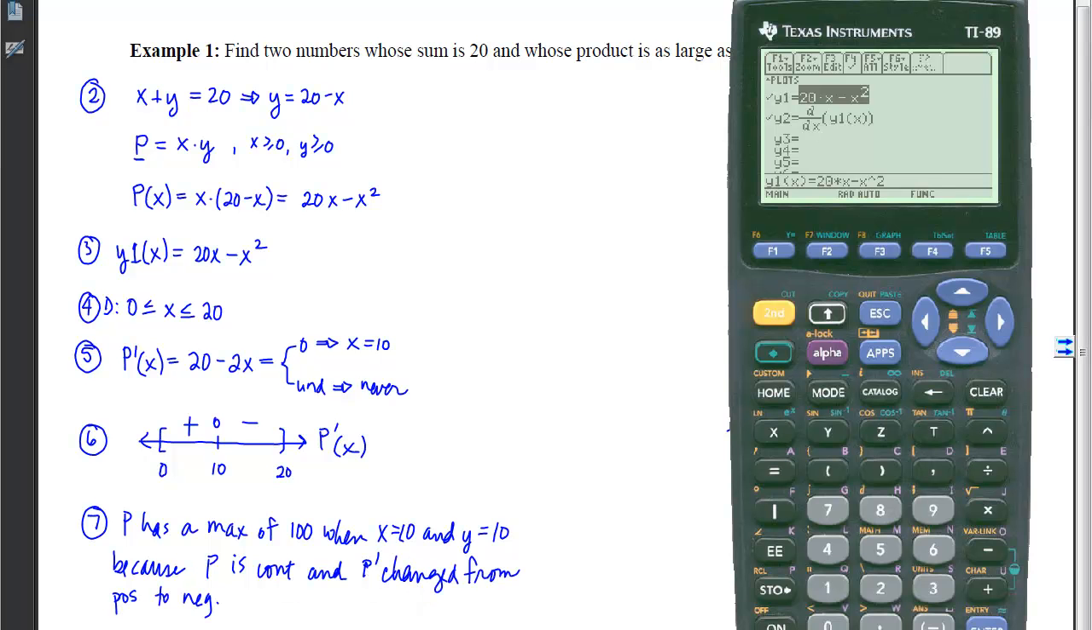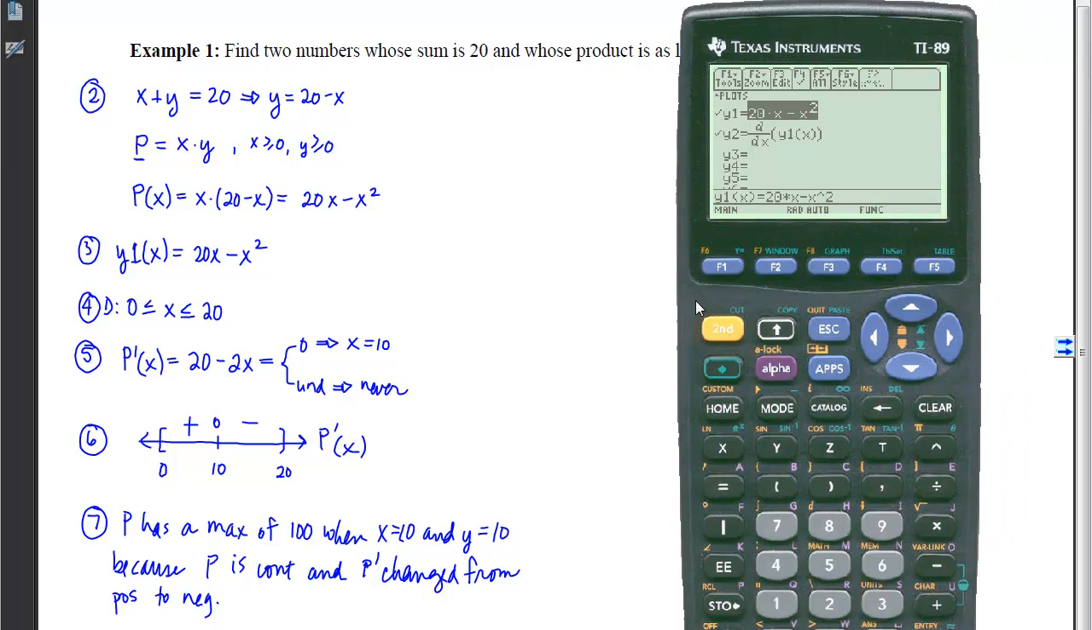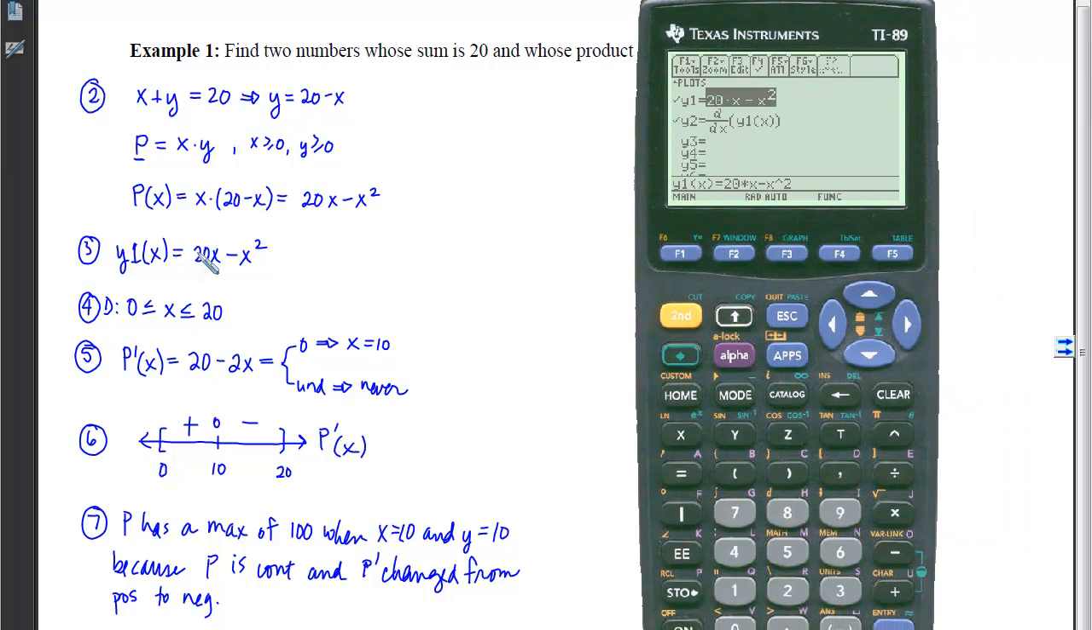Now I'd like to show you how the calculator can be used to support everything that we've done analytically here. If you look at the calculator here, you can see that I put my original function that I want to maximize into y1, and I put the derivative of that function, letting the calculator do the work, into y2, and now I'm going to turn off y1 because I'm interested in graphing just that derivative function. I want to know when is it above the x-axis and when is it below the x-axis.